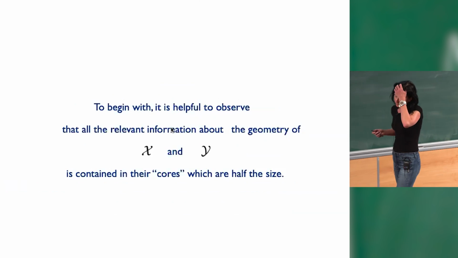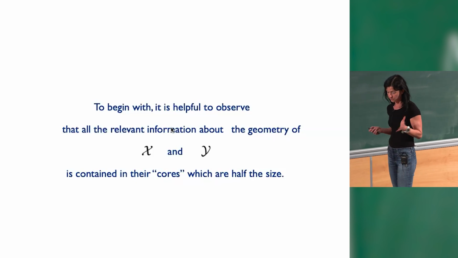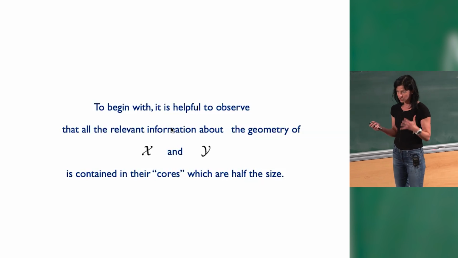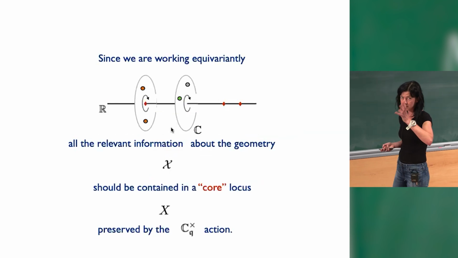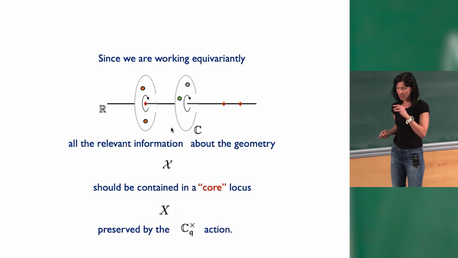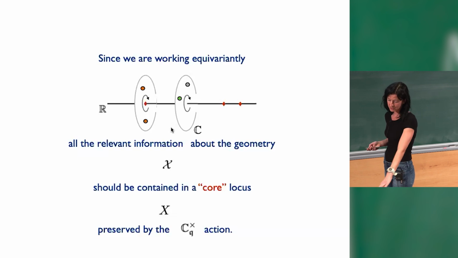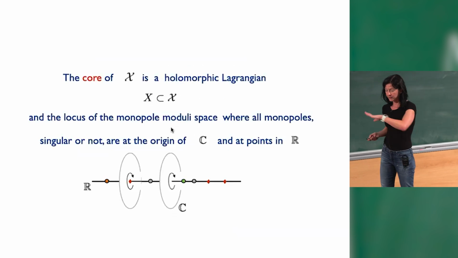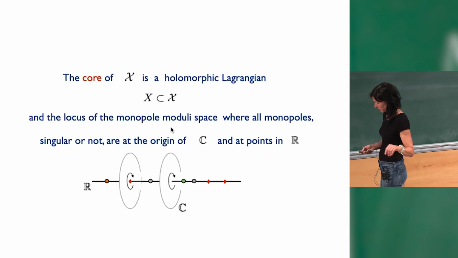Now, to begin with, it's helpful to observe that all the interesting information about the manifolds is contained in what I'll call their cores, which are half the size. So because we're working equivariantly with respect to the C star action that rotates the complex plane in R3, all the relevant information about the geometry of X is contained in the core locus, which I'll call the small x. That's a locus where all monopoles, whether they are singular or not, are at the origin of C and allowed to move along R.